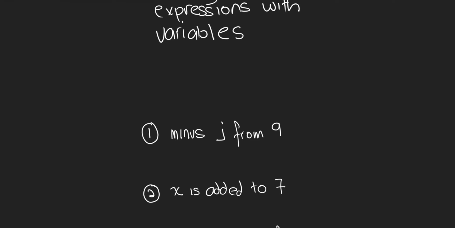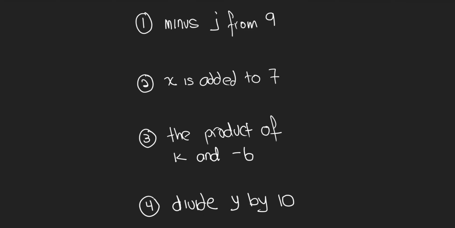I have here a few examples that you could help me to solve. The first one is minus j from 9. Now, it says minus j from 9, which means it is 9 minus j. There you go. That is an expression. That is an algebraic expression.